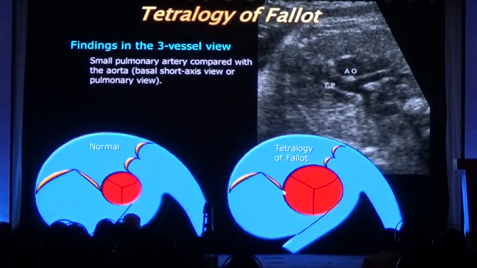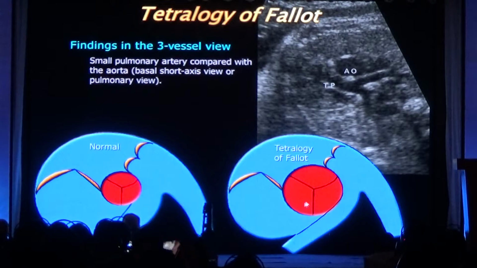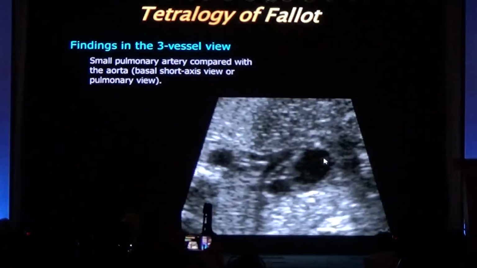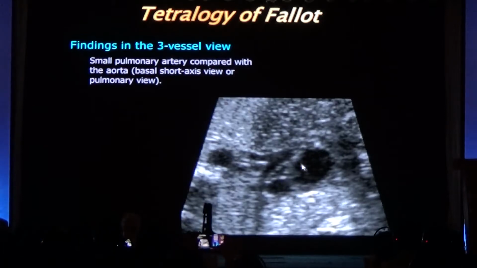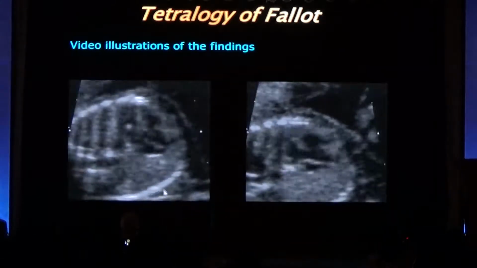So you can also do the short axis view to compare the size of the aorta to the pulmonary, and in tetralogy of Fallot you will see a larger aorta and a smaller pulmonary. This is another three-vessel view, an aorta which is massively larger than the pulmonary. And when you see that, you want to do Doppler, because you want to see whether the flow in the pulmonary is forward or whether it's retrograde. Okay, so important to see for the prognosis and the management of this baby.